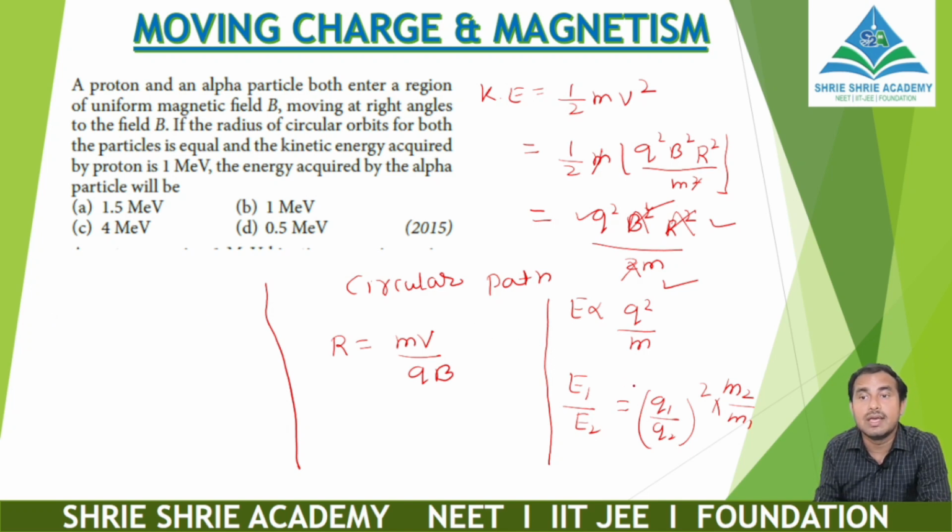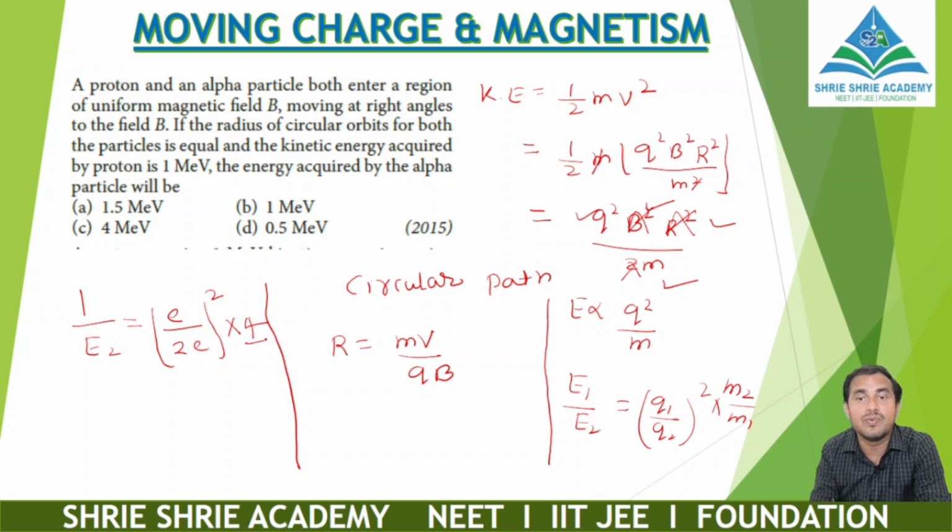Energy of proton is given first, so E1 by E2 is Q1 by Q2. The energy of the proton is given as 1, and we don't know the energy of the second, E2. For Q1 by Q2, proton charge is e and alpha particle charge is 2e, into M2 by M1, so mass of alpha particle is 4 and this is 1, right? So if you do this, you get 1 by E2 equals, e gets cancelled, so you get 1 by 4 into 4 by 1. So you get the same energy, 1 mega electron volt. So the answer is this.